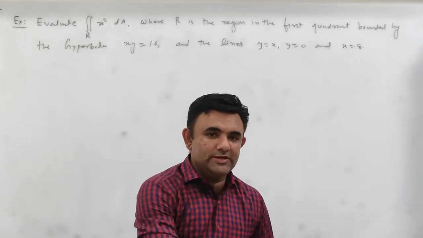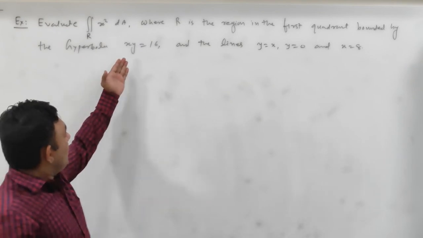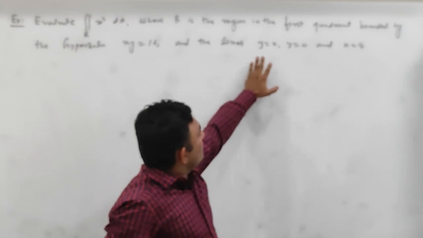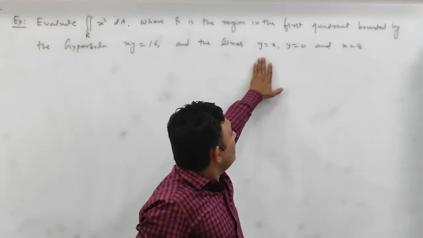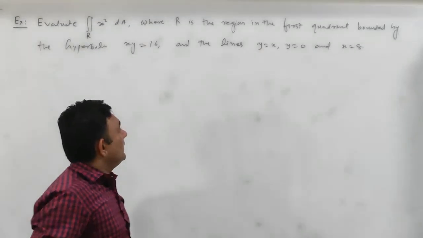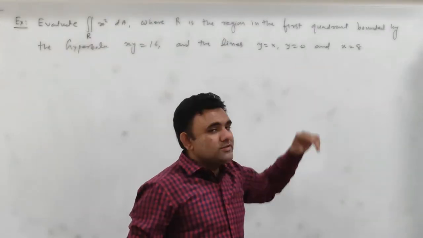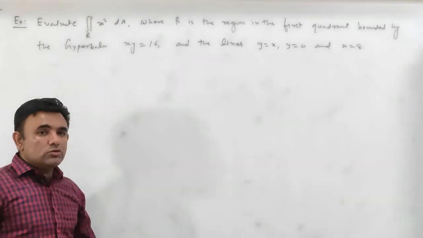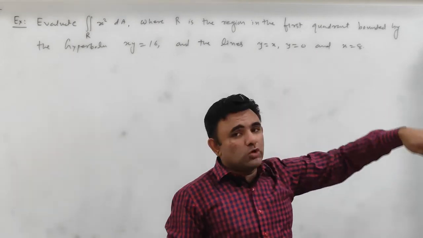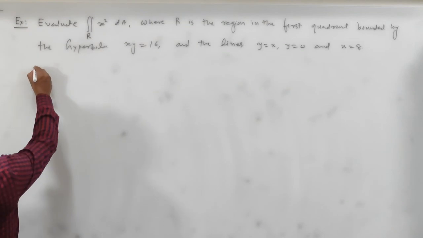So the region is bounded by xy equal to 16, which is an equation of a hyperbola, and the lines y equal to x, which is a straight line, y equal to 0, the x axis, and x equal to 8, a vertical line, right? These three curves are very easy to draw, and xy equal to 16 is also a very simple curve, and we are interested in the region in the first quadrant. So let us first of all sketch the graph.